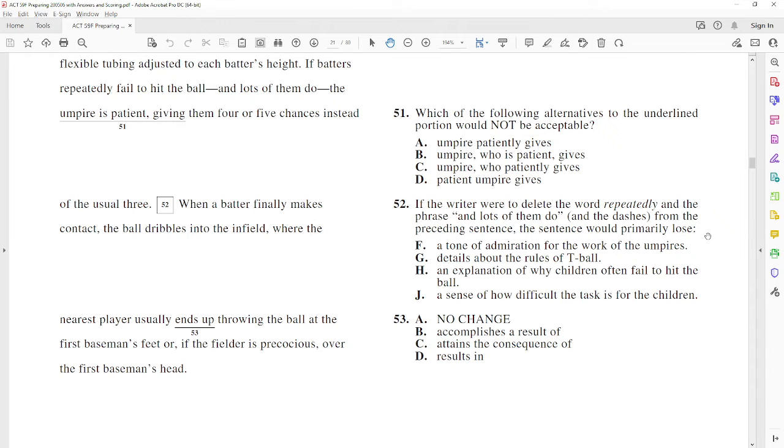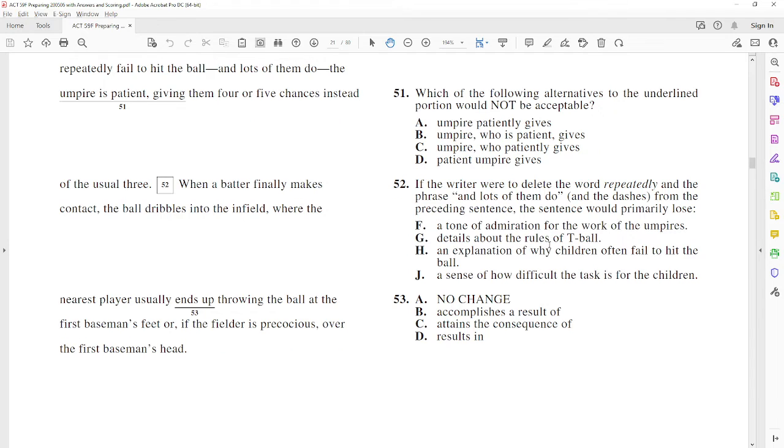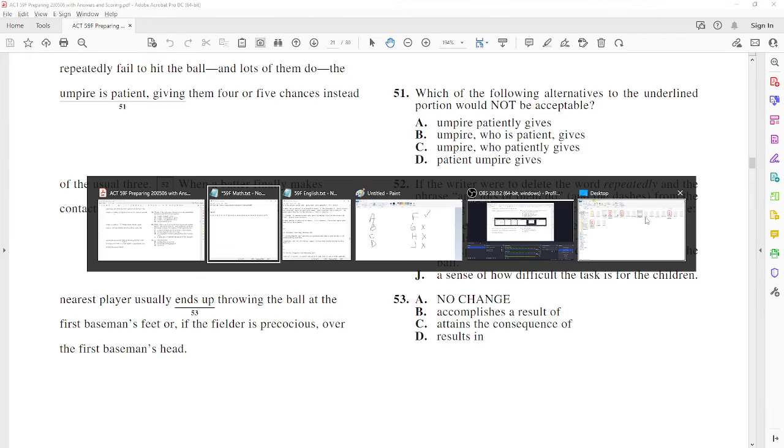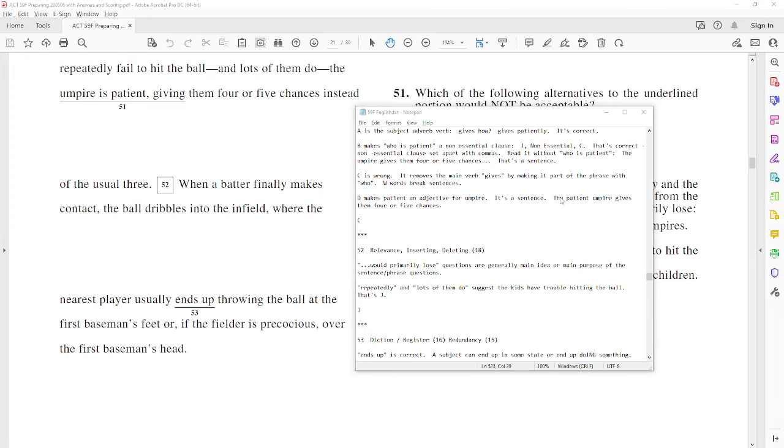So lots of them do tells us that a lot of the children fail, and repeatedly fail, over and over again. They just can't hit it because it's very difficult for these little people. So J is the answer to 52. And again, this is relevance. Add, replace, delete. Okay, got it.